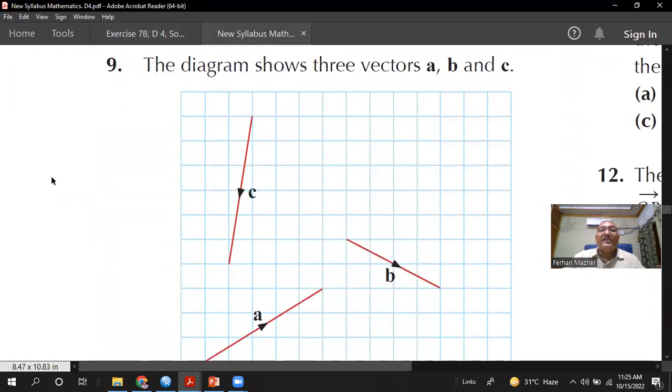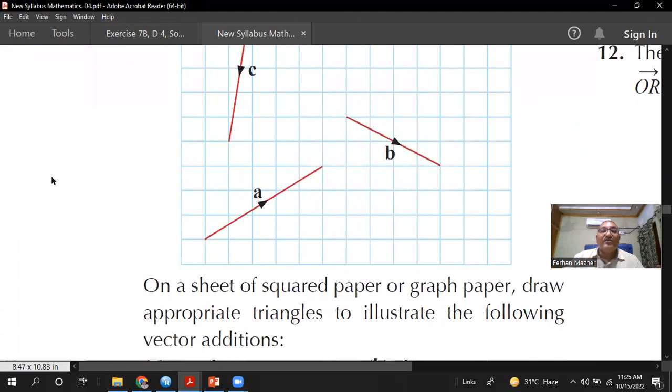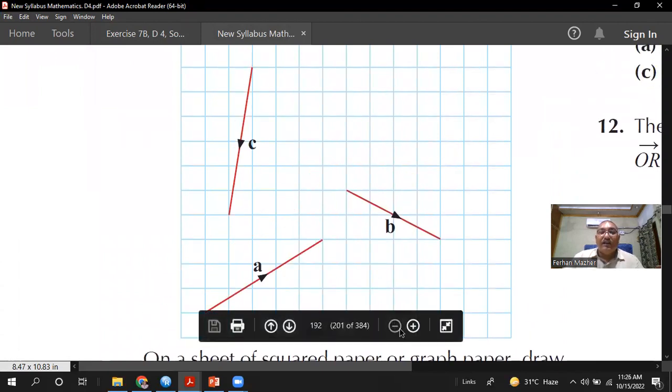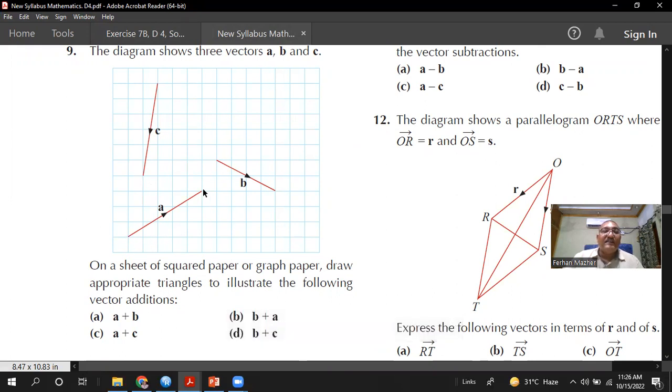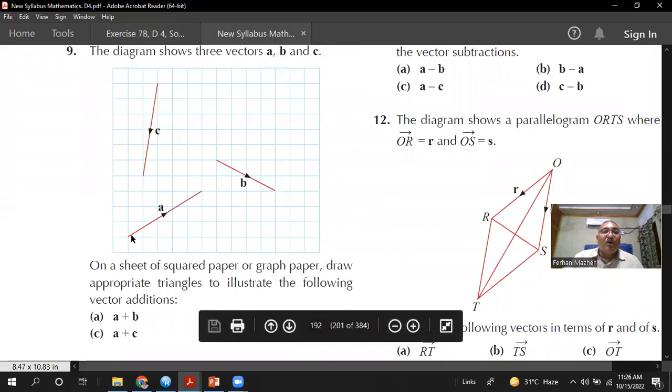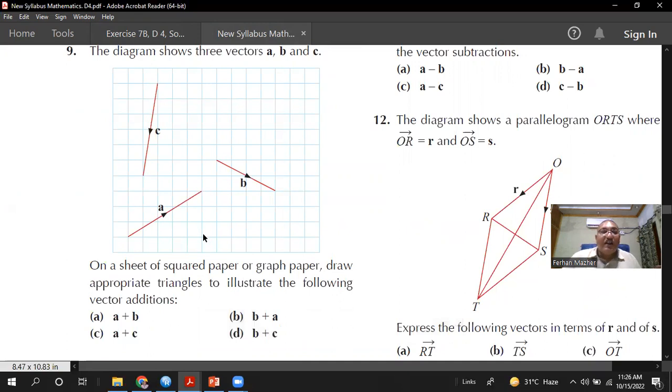Okay, so now we are going to the next question. We have question number 9, and it says the diagram shows the vector A. If you look at the vector A, this is the tail of the vector A, this is the head of the vector A. So how much is this? 1, 2, 3, 4, 5. It has moved 5 steps on the x-axis and 1, 2, 3 steps on the y-axis.